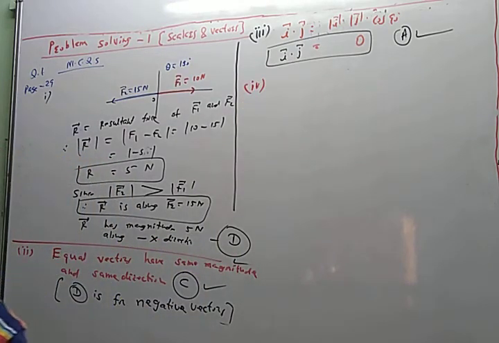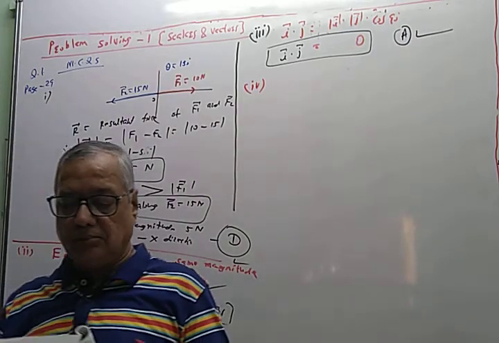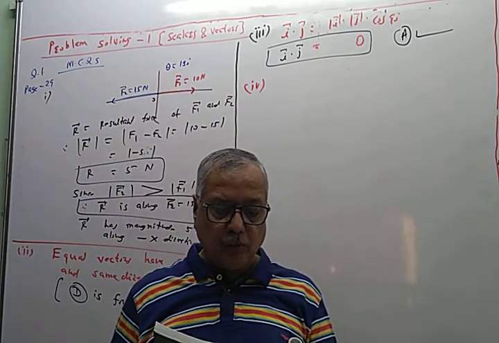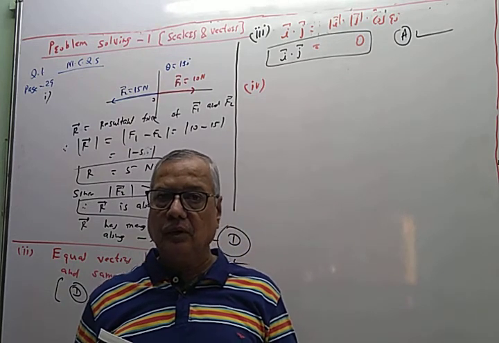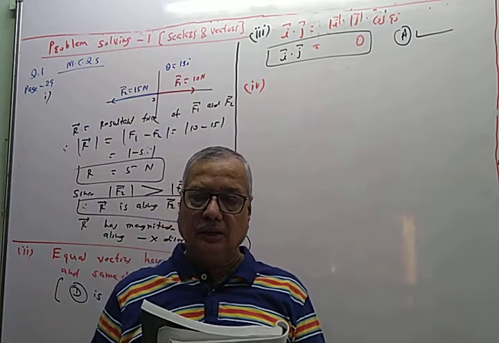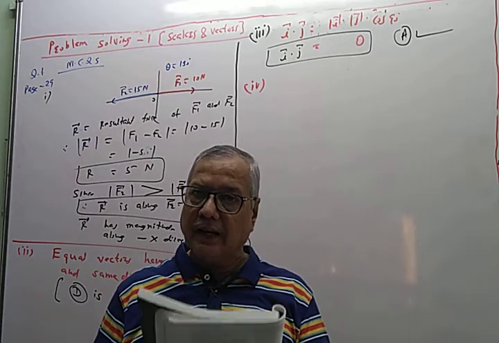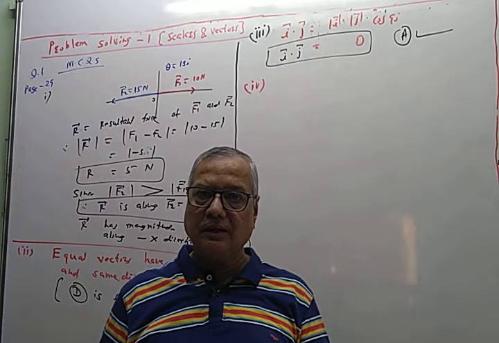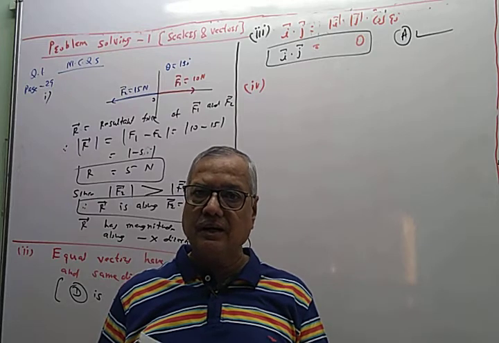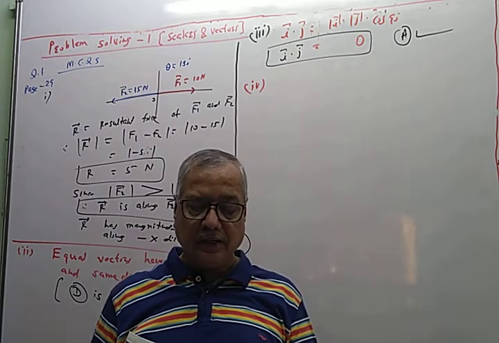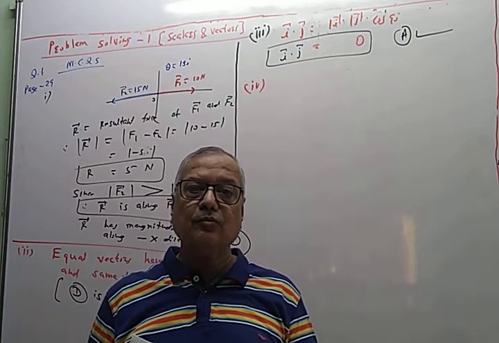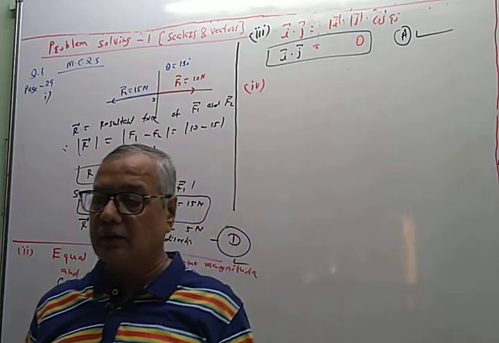Next. Question number 4. The magnitude of the vector product of two unit vectors making an angle of 60 degrees with each other is. Now in this problem, the angle is not 0 degrees. They are not parallel, not 180 degrees, not anti-parallel, not perpendicular. The angle is between 0 and 90. So in such a case, we have to use the law of parallelogram.